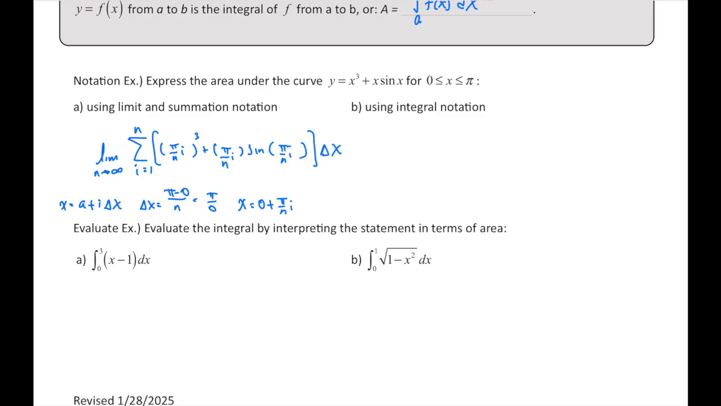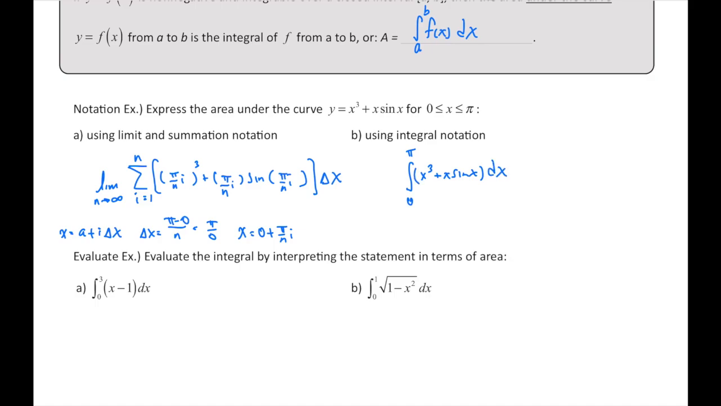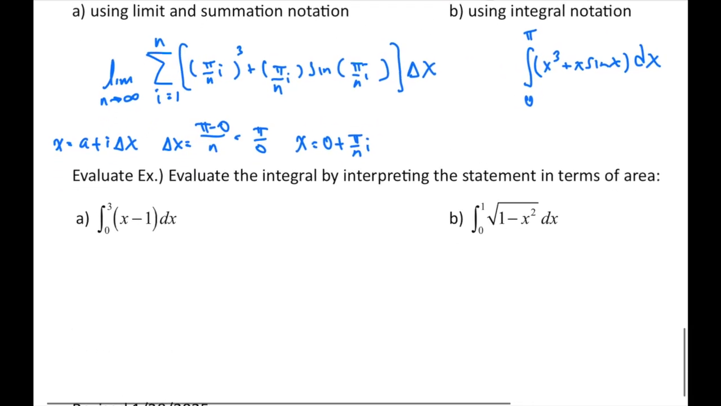Instead, using our integral notation that we just have right there, our area is going to be the integral, using the integral symbol, from a, 0, to b, pi, of our function, x cubed plus x sine x. I'm going to close that, group that in parentheses, and my variable of integration is dx. So much nicer. Let's take a look at two examples where we're actually going to be evaluating integrals, but we're going to be interpreting them in terms of an area. So we're going to think about what this is geometrically.